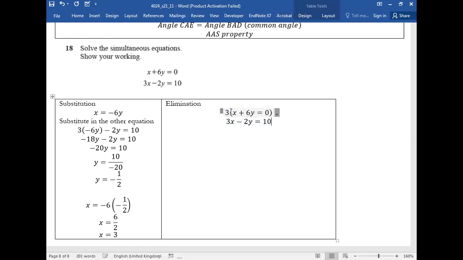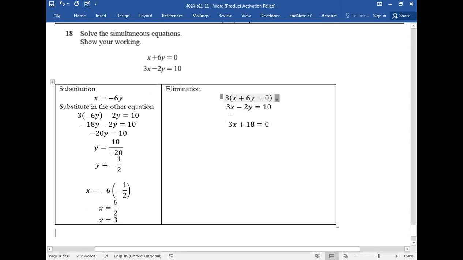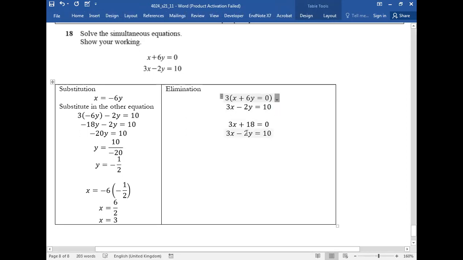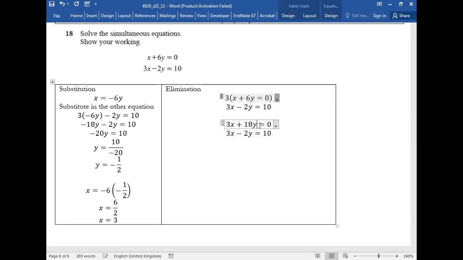So what does the first equation become? 3x plus 18y. Remember you multiply the right side as well. 0 से 3 multiply करके 0 हो गया. And 3x minus 2y. So this is the first equation.